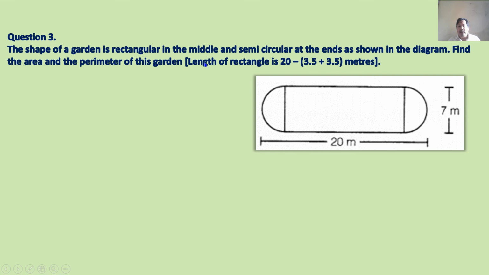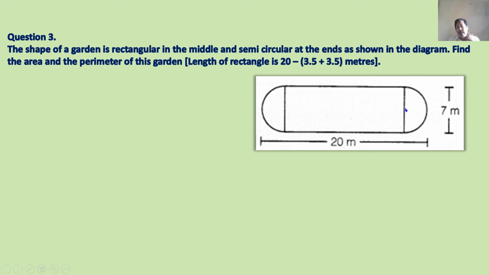So one condition is given here, that the length of the rectangle will be 20. From this part to the other end, the whole length is 20 meter, but the length here for the rectangle is not 20 meter. You should subtract 3.5, another 3.5. 3.5 is the space or the gap between the point here and the point at this semicircle. The gap you can see here in the semicircle is about 3.5 meter.